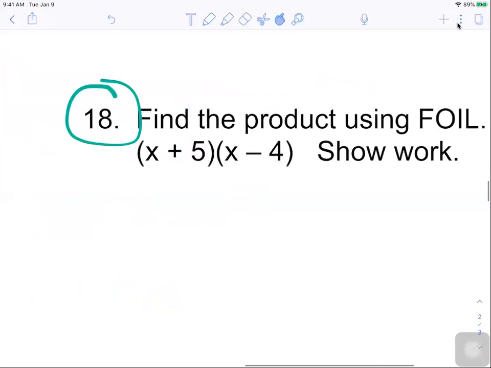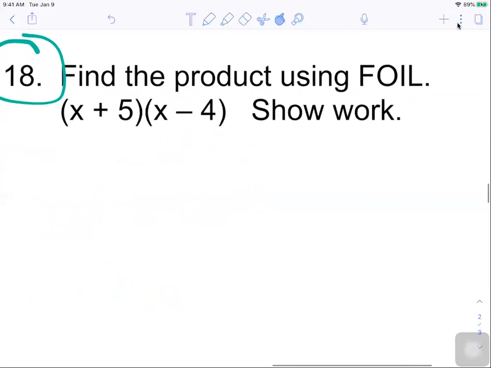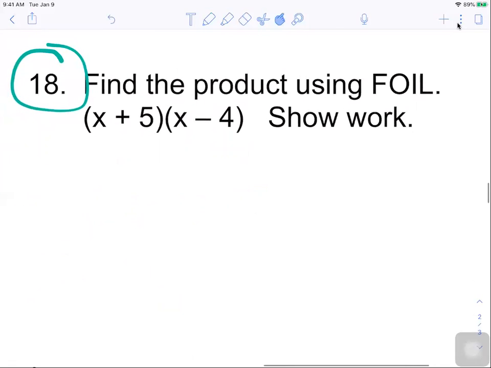And the last one we're going to look at is using foiling. When I was going through your tests that were submitted, this is one that it seems like a lot of you are struggling on, so we'll definitely go over this. The FOIL is an acronym which means first, outer, inner, last. So I'll rewrite the problem just to give a little bit more room.